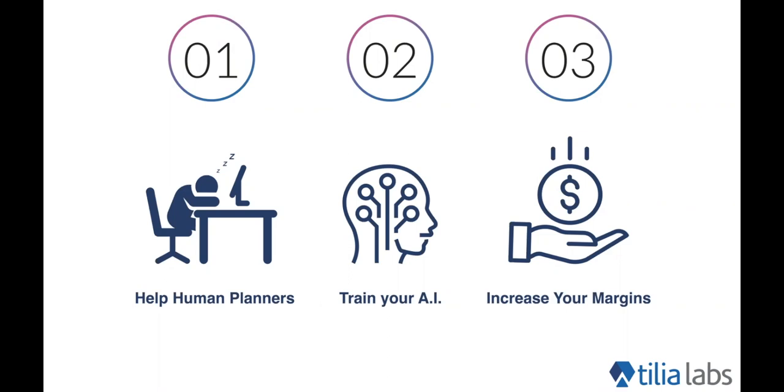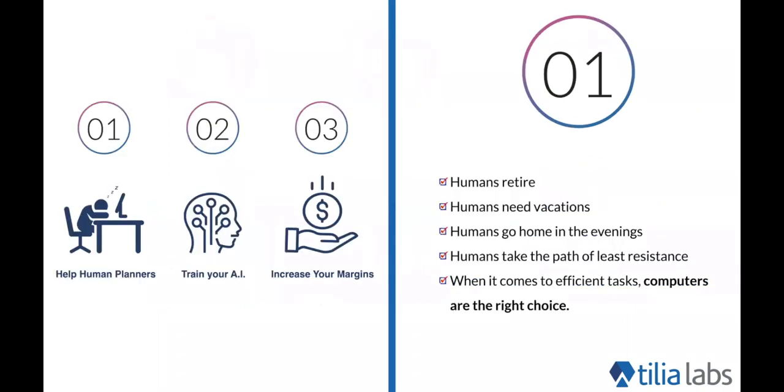Next, we need to make those tools smart. So we need to train our AI and model our production environment inside of Phoenix. And then once we have the combination of a human and AI technology, we can use that to increase our margins in planning.